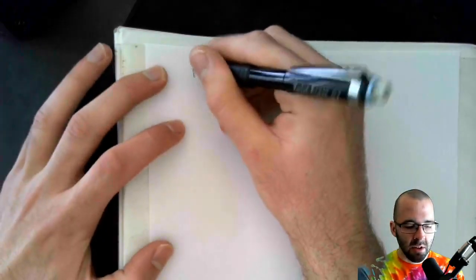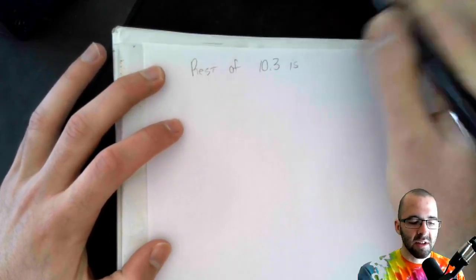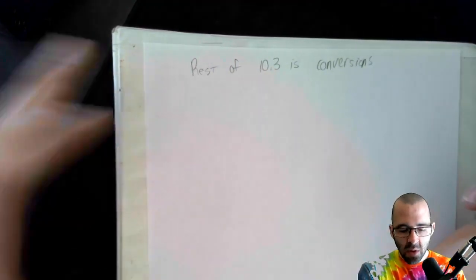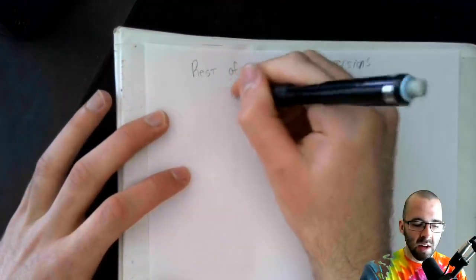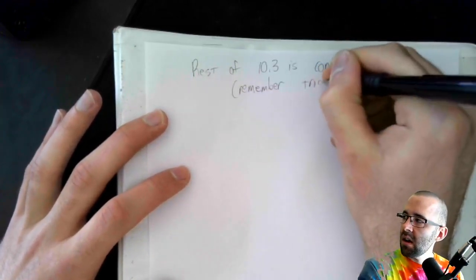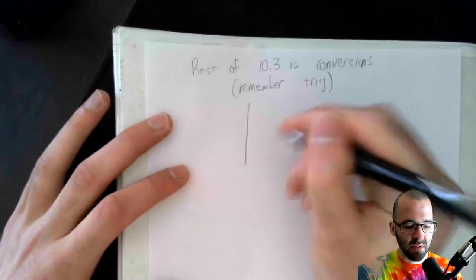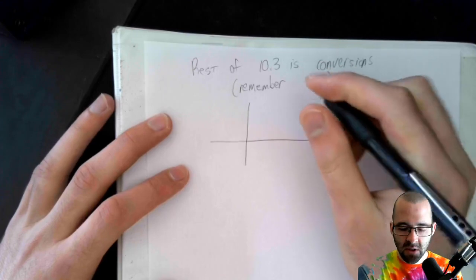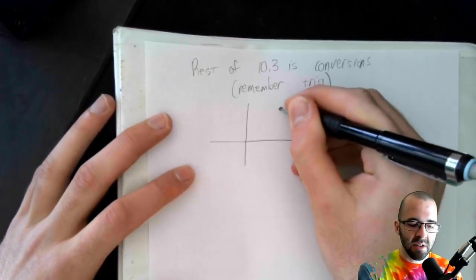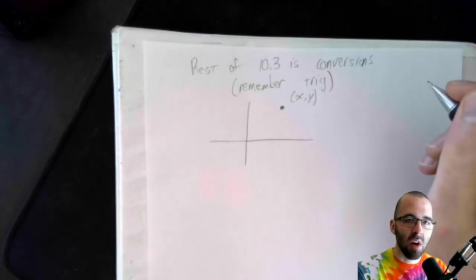So the rest of the section is conversions. And you don't have to memorize anything here because you already know trig. As long as you remember your trig, you're going to be good to go. So specifically, if I look at a point in rectangular coordinates, let's call this point x comma y. We can also think about this point as r comma theta.